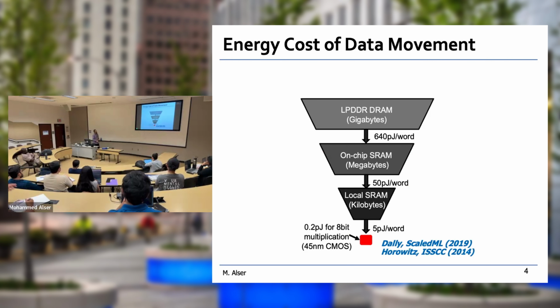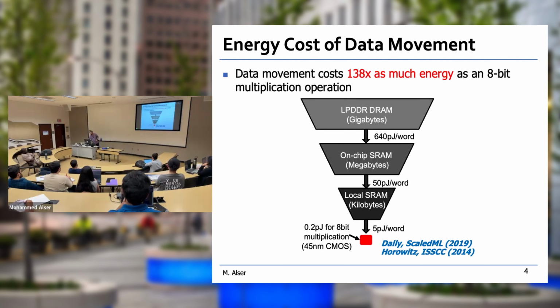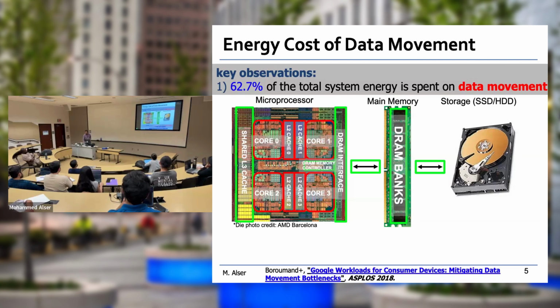There are other studies showing that moving the data from the DRAM to the L2 cache, L1 cache, all the way to doing the computation over there, takes about 138x more energy than the computation itself done at the CPU. This is for an 8-bit multiplication. You can do the math, but you need to add all those energy numbers up until you can compare it with the multiplication. There are more studies about that.